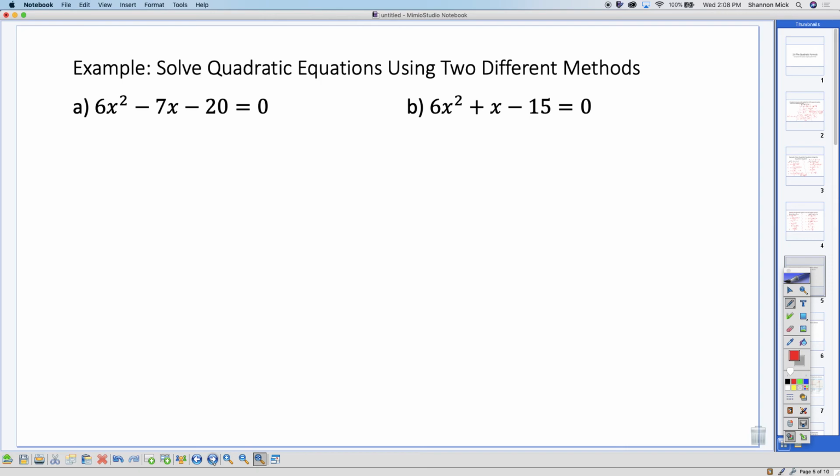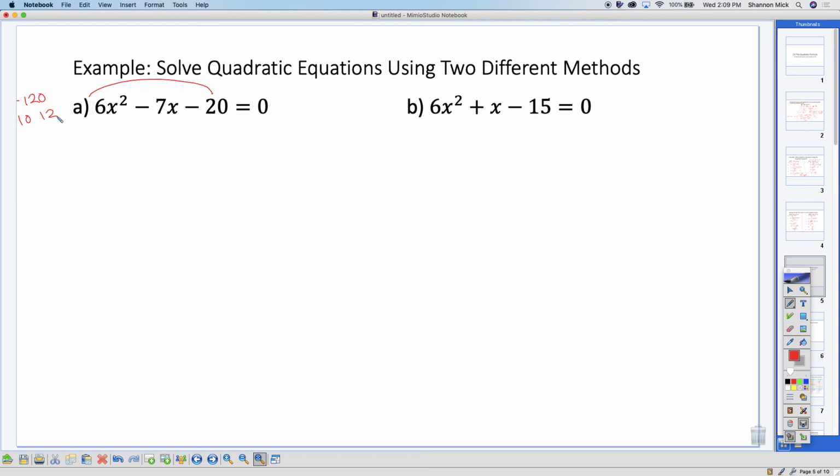Okay, so we're going to test if we can factor. To test if we can factor, we have to do A times C, so negative 120. I need the factors of 120 that have a difference of 7. 12 and 10? Okay, 10 and 12, no, they don't work. I was giving it an example, but it doesn't work.